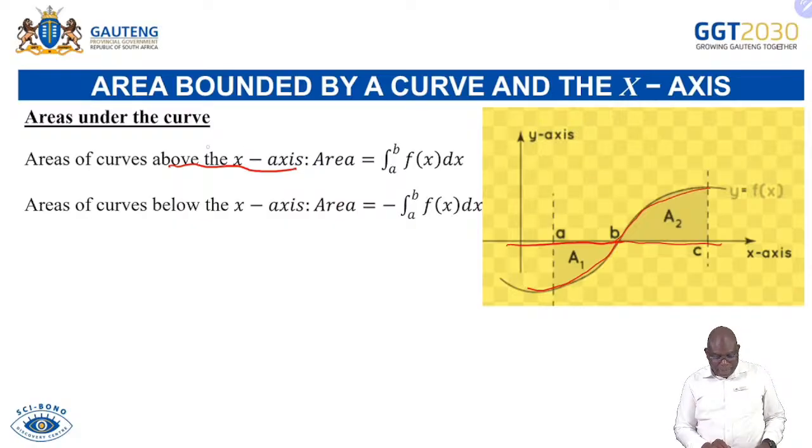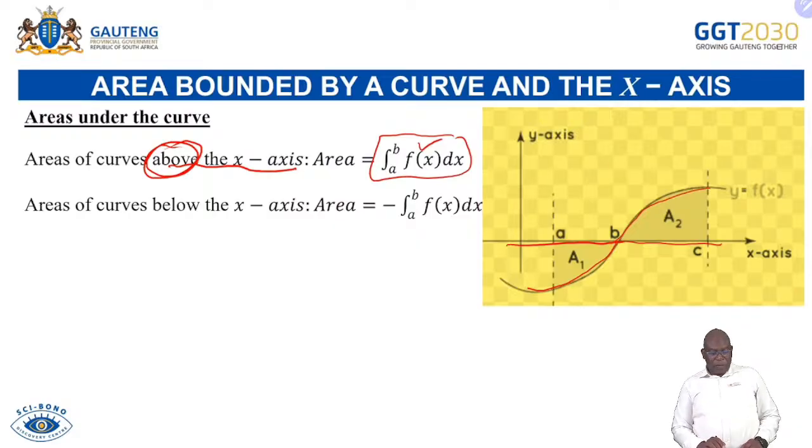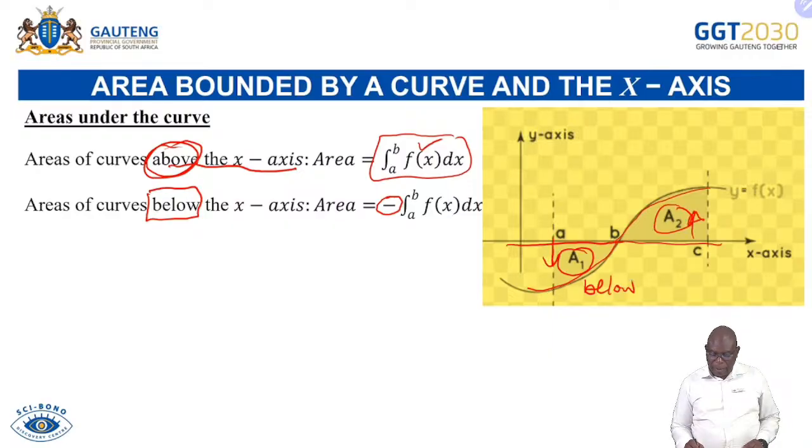Right, now, for areas above the x-axis, please, this is very important. The keyword there is above the x-axis, then the formula will be that. And we have been doing this in the past exercises. Now, if you check the areas below, these are the key. The area below the x-axis, there we have a negative. We put a negative there. So the A1 here is the area below the x-axis. Can you see? And this one, A2, is the area above the x-axis.